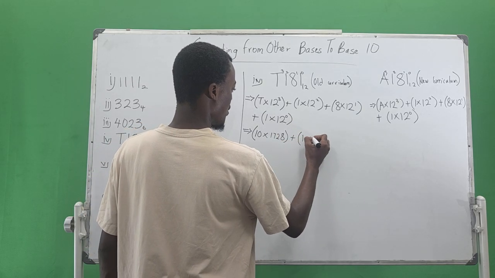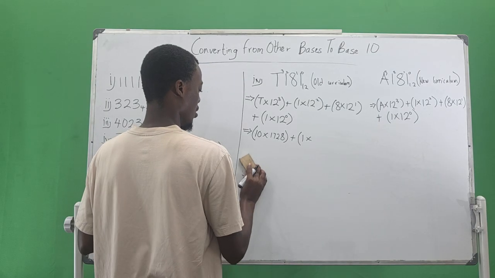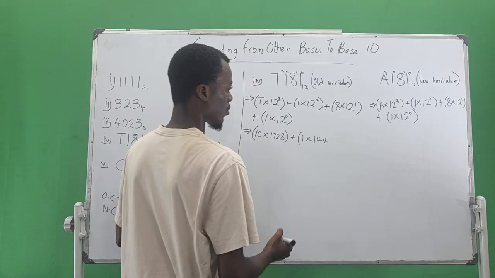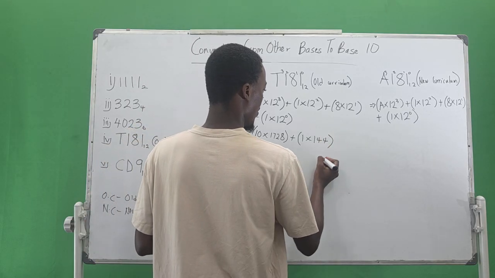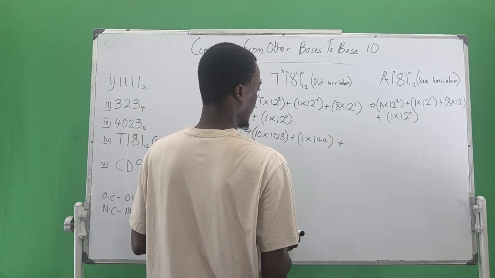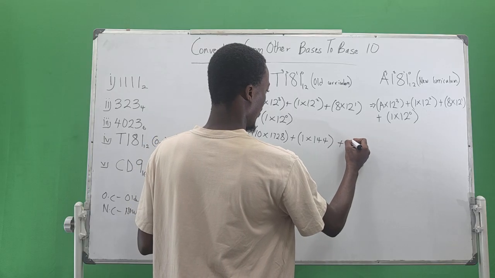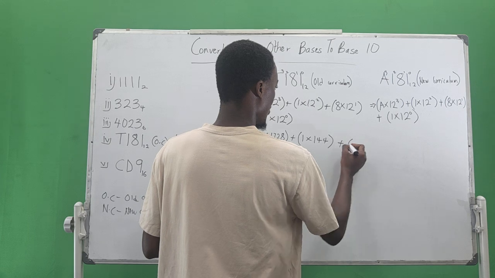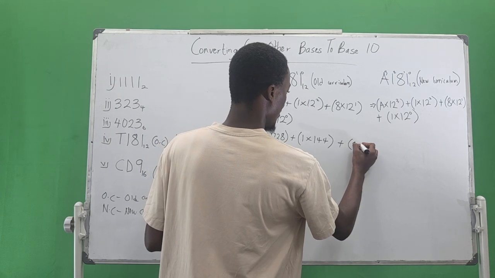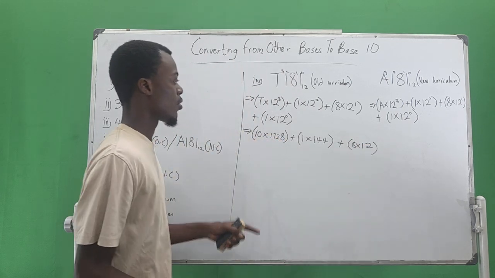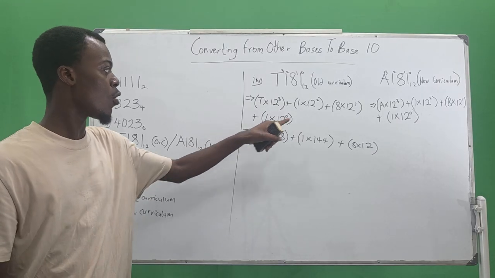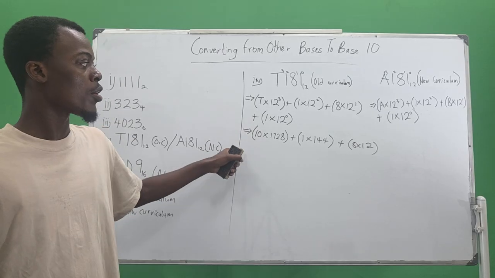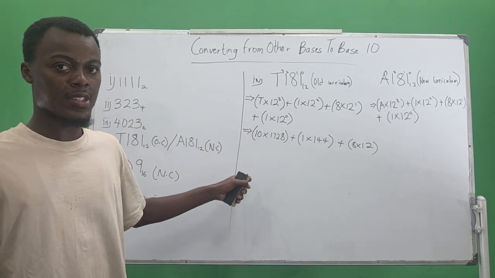So 12 exponent 2 is what? 144, plus what? 8 times 12. Guys, from this step, they will all be the same because the only difference is the T and the A. So both the old curriculum and the new curriculum will use the next step that we're doing.